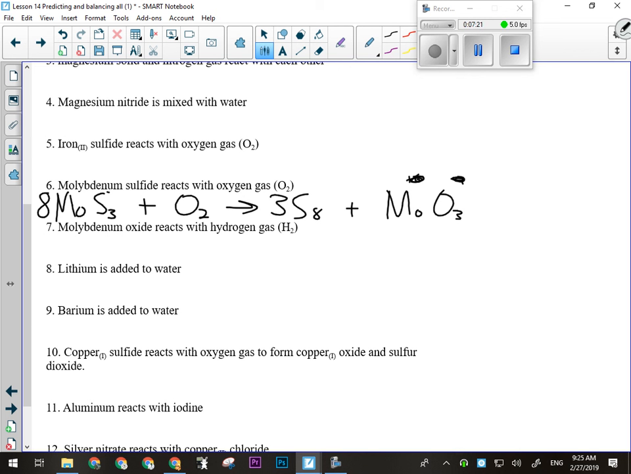That gives me 8 molybdenum atoms. So I've got to go over here and make sure I have 8 molybdenum atoms. That gives me 24 oxygens, so I need a 12 in front of the oxygen. So that one's pretty tricky. Tricky balancing, big numbers. And then obviously that whole reducing the ionic compound thing also plays a role there. Any other ones we got questions about? Okay, keep going.